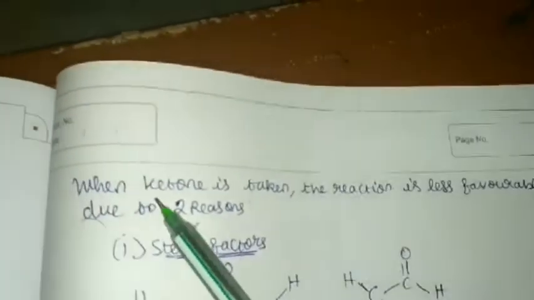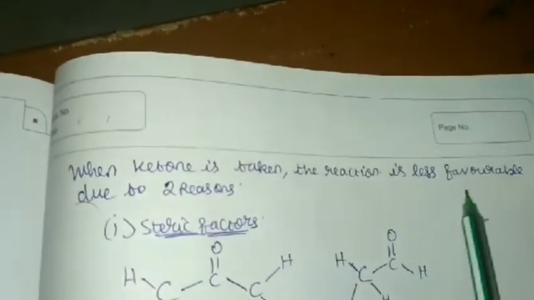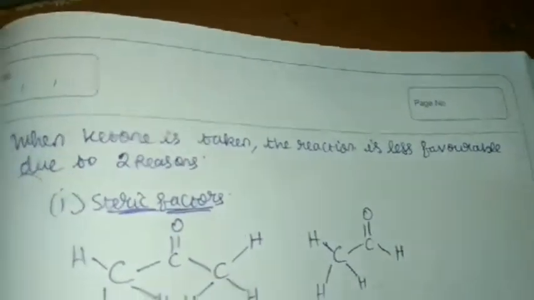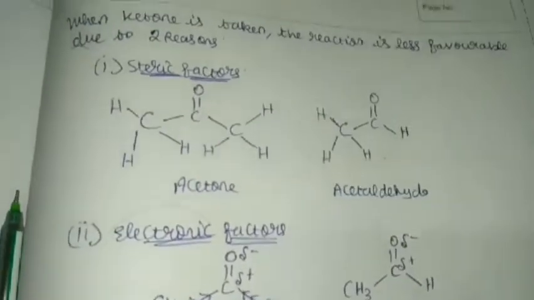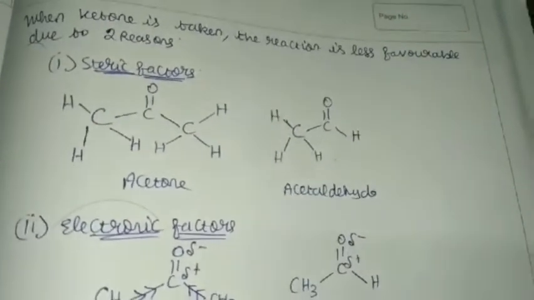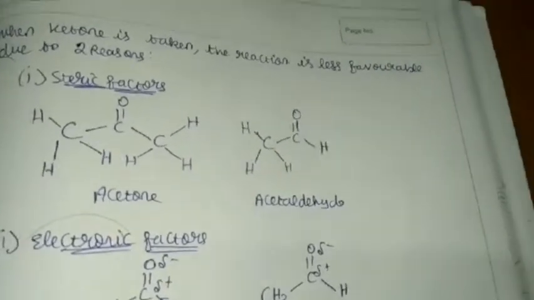So one thing I'll tell over here: when a ketone is taken as a reactant, the reaction is less favorable due to two reasons. That is, for aldol condensation, when the reactant is taken as ketone, two factors come into play to determine the product, right?